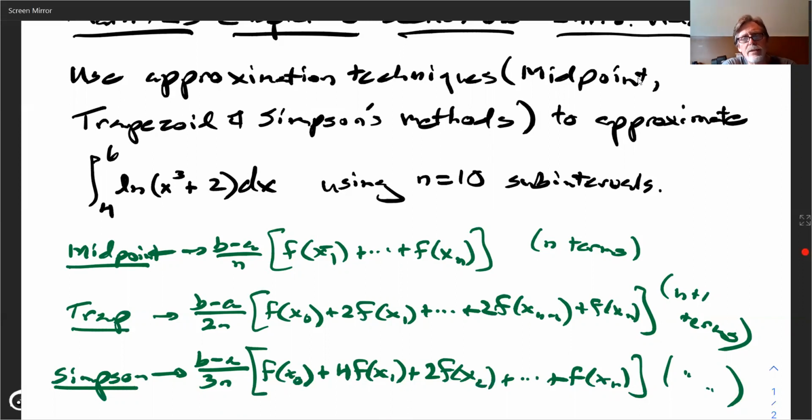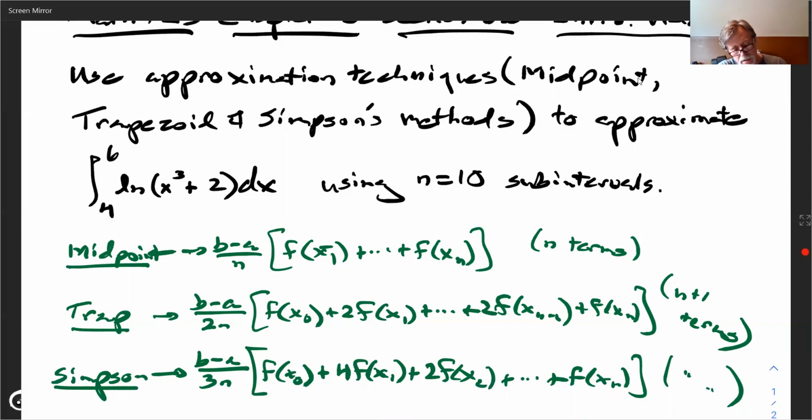Where these formulas came from, I can discuss a tiny bit because this video is also going out to another class that maybe I didn't discuss it with. So this could be lengthy, except I've already computed the numbers. It's just tedious to write out the sums. Anyway, use approximation techniques, midpoint, trapezoid, and Simpson's methods to approximate this integral.